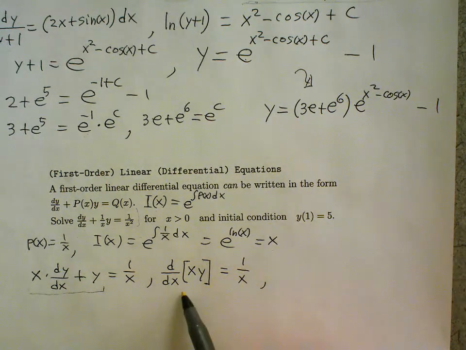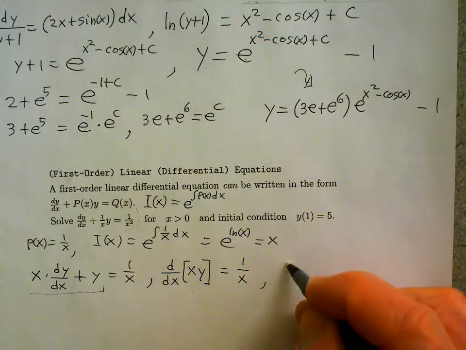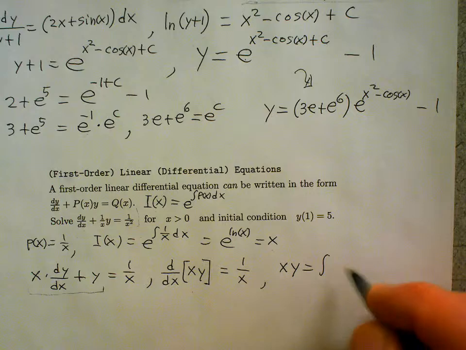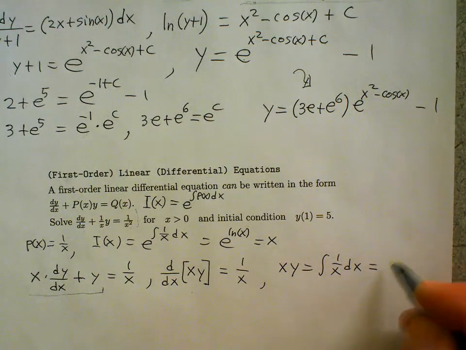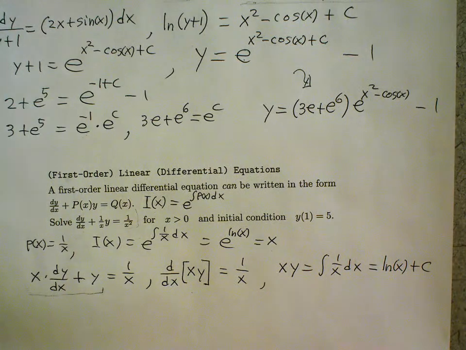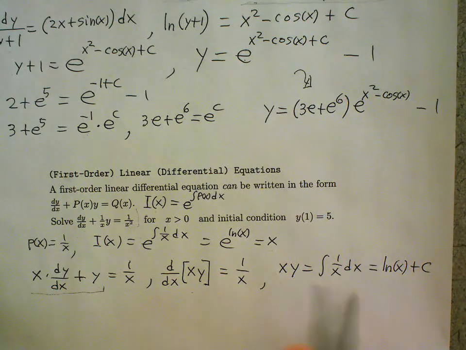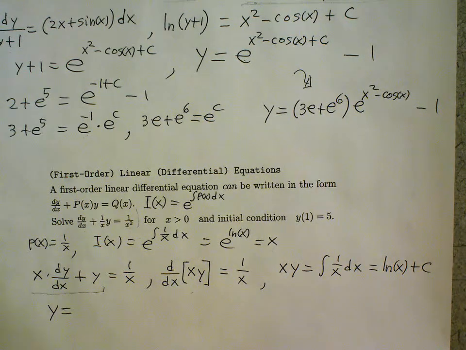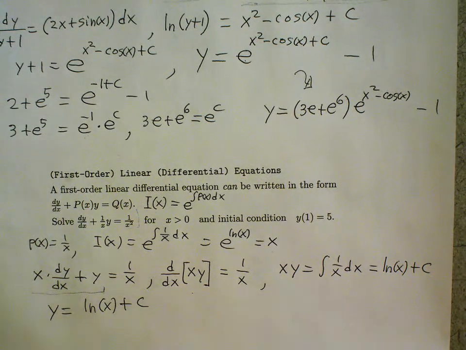And when we integrate the left-hand side with respect to x, we get x times y. And then we integrate the right-hand side with respect to x. And here we get the natural log of x plus a constant. The goal is to solve for y. So we get y equals the quantity, the natural log of x plus the constant of integration, all divided by x.